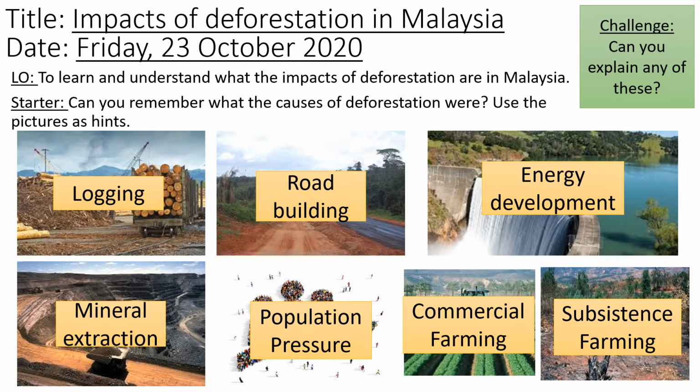Commercial farming was farming so that you can sell products, and then subsistence farming was slash and burn techniques used by people to feed their own families or themselves. So that's just a really quick recap on the causes of deforestation.